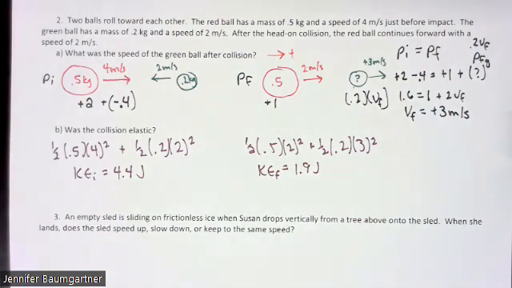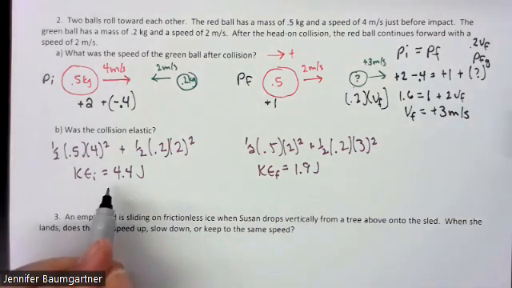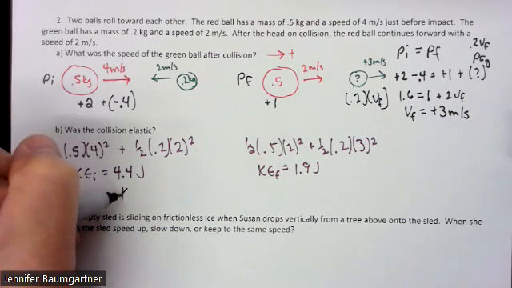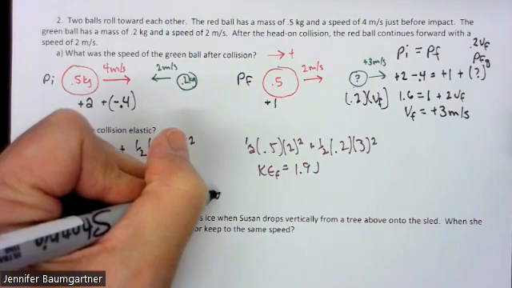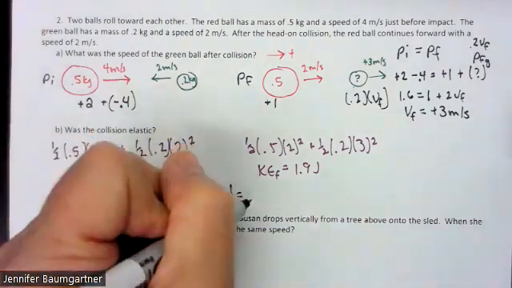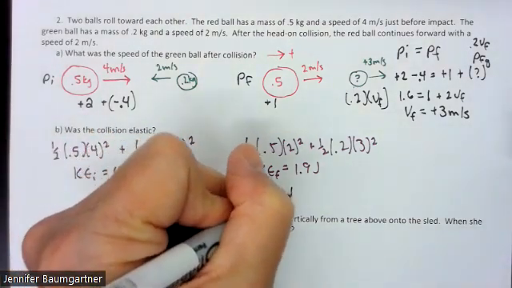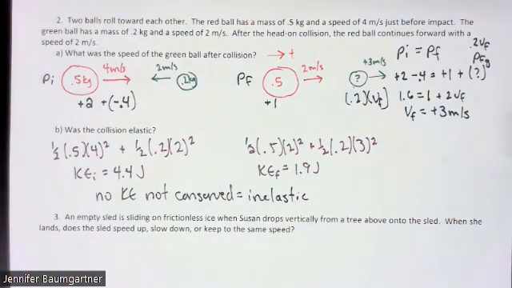So they bounce off of each other, but is it an elastic collision? Was kinetic energy conserved? Does my final equal my initial? No. Kinetic energy is not conserved. This is an inelastic collision. So that takes us back to the beginning where we said to determine if it's elastic or inelastic, you really have to look at whether or not kinetic energy is conserved.